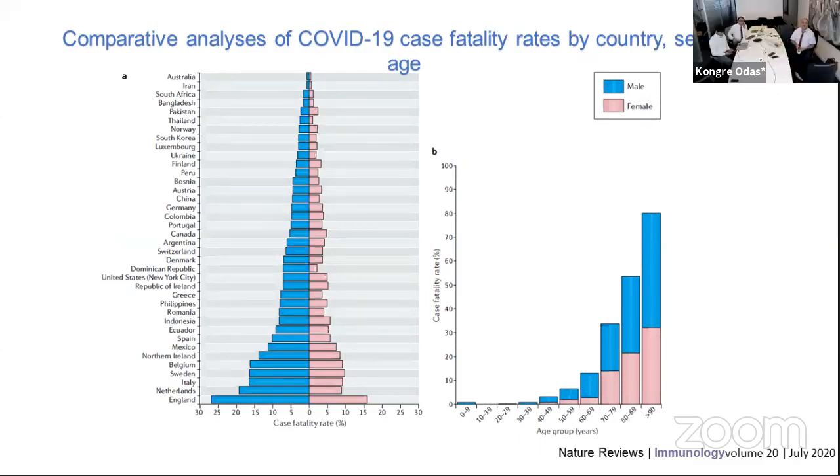Professor, now we are looking at the comparative analysis of COVID-19 case fatality rates by country, sex, and age. Is this correct or previous? Yes, it's absolutely correct. This is just to give you the information which is available to us till yesterday.